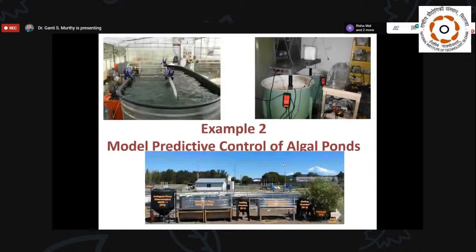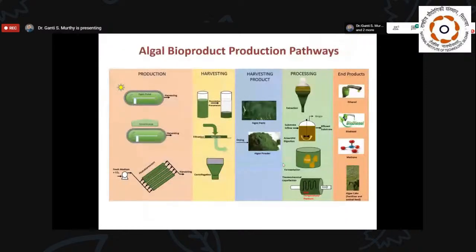In this one, essentially, we are using model predictive control, a control algorithm that is used in industries, and it's been around for about 25, 30 years at least. And we use this for controlling algal ponds.